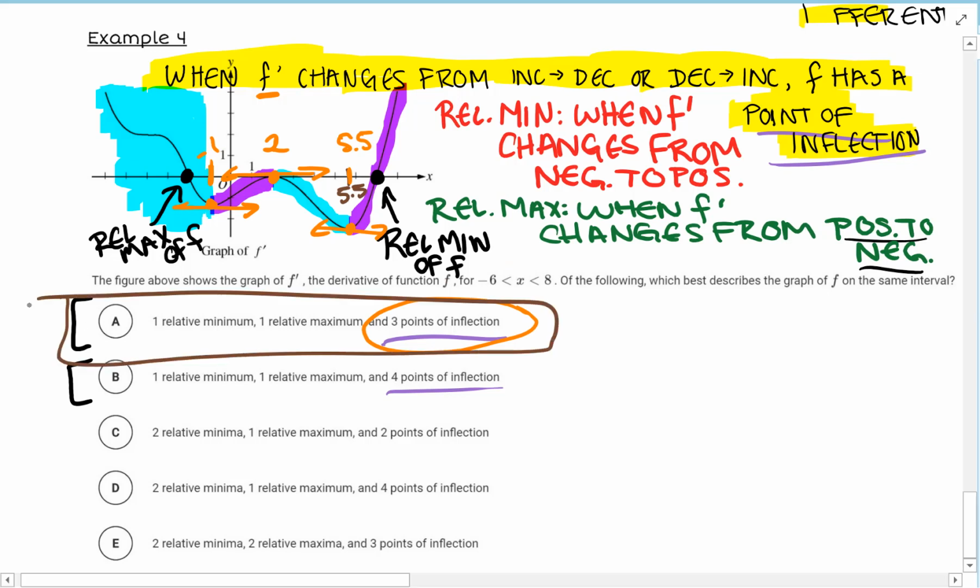So the correct answer would be A, that the graph of f has one relative minimum, one relative maximum, and 3 points of inflection.